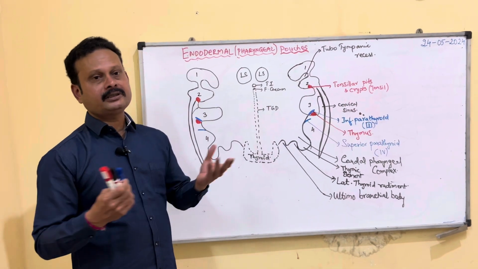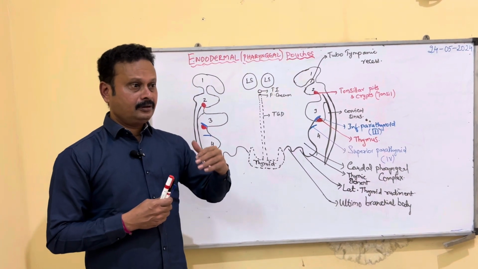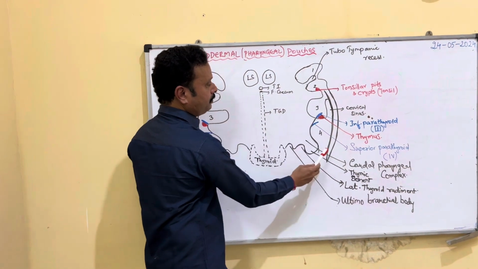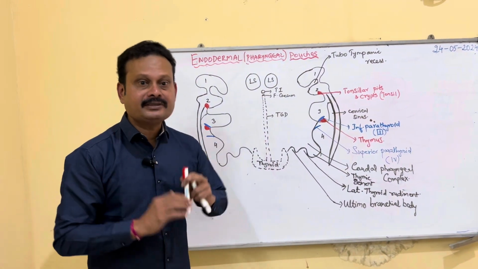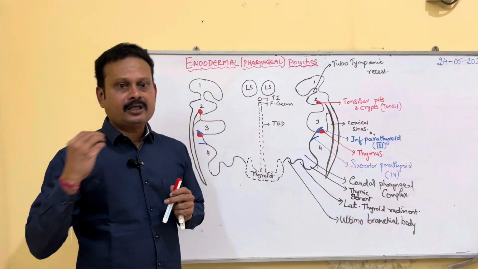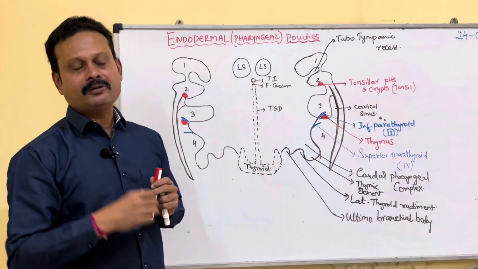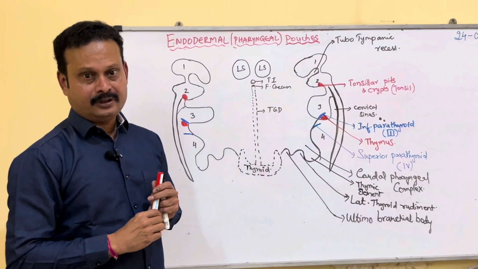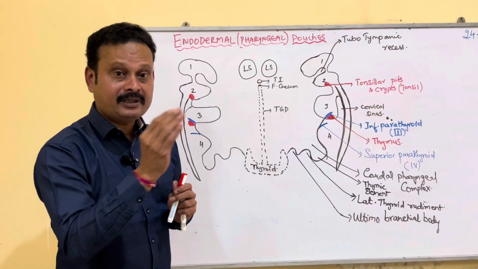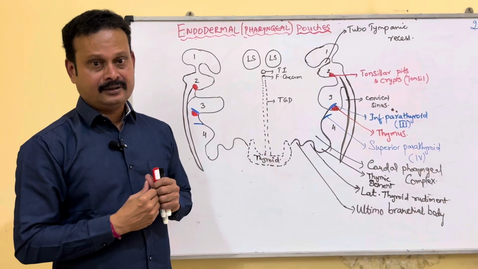Hello. Let us now study about the endodermal or pharyngeal pouches. You know that there are 5 pouches, 1, 2, 3, 4, 5, and the fifth one is rudimentary. Is it clear? So, the ventral aspect of these endodermal pouches contributes to the development of the tongue, and the dorsal part of each pouch except the first divides into dorsal wing and ventral wing.